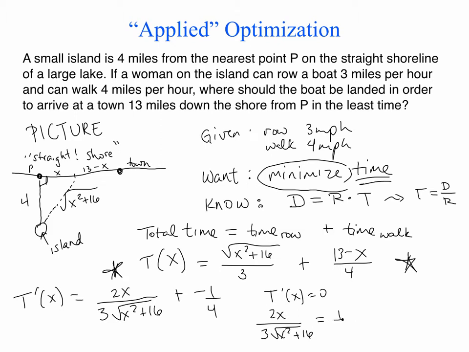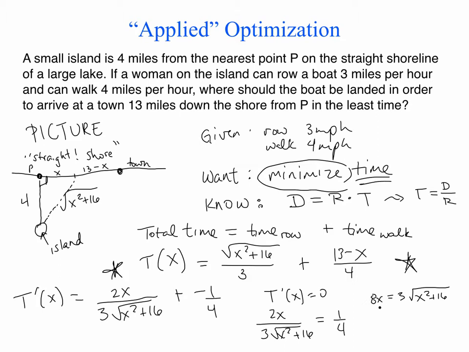I'm going to add 1/4 to both sides. I can get rid of denominators by multiplying both sides by the denominators of both sides. So I end up with 8x equals 3 square root of x squared plus 16. Have I made any mistakes so far? I am prone to error when I'm doing things quickly. Are we doing so good so far?